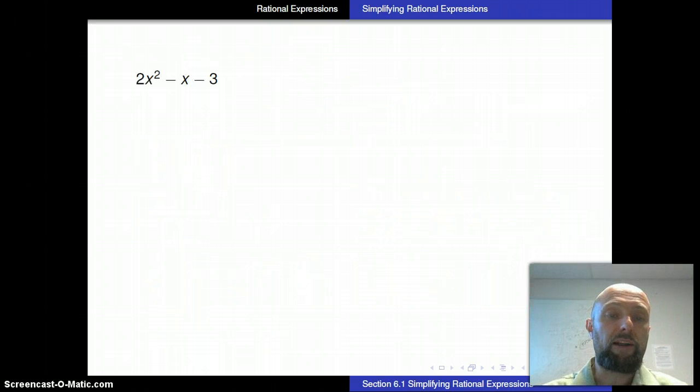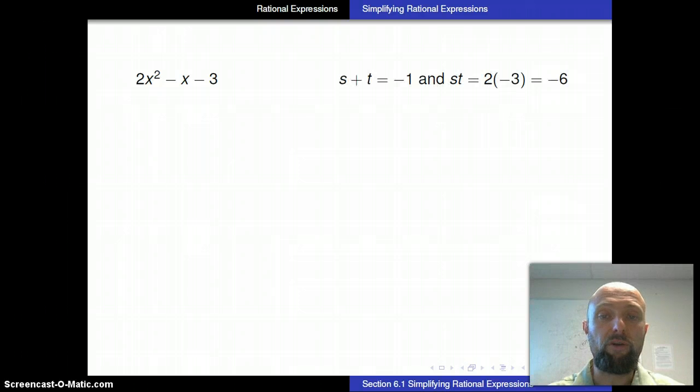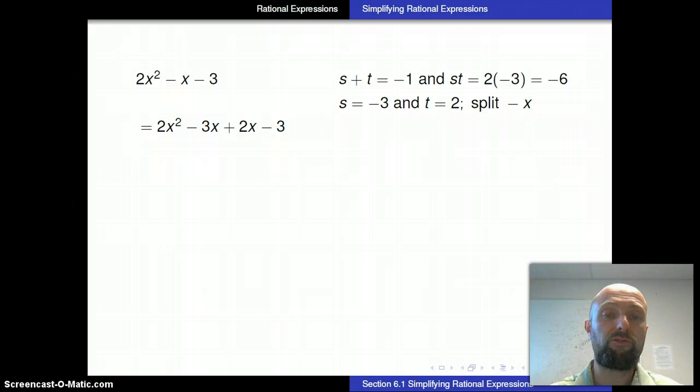We now continue by factoring the denominator, 2x squared minus x minus 3. Again, we use the AC method. So we are looking for two numbers whose sum is negative 1 and whose product is 2 times negative 3, which is negative 6. We see that negative 3 and 2 work. Negative 3 plus 2 is negative 1, and negative 3 times 2 is negative 6. So we split the term negative x. Since our numbers are negative 3 and 2, we split negative x into negative 3x plus 2x.